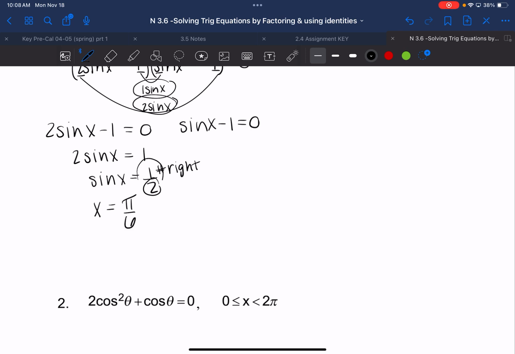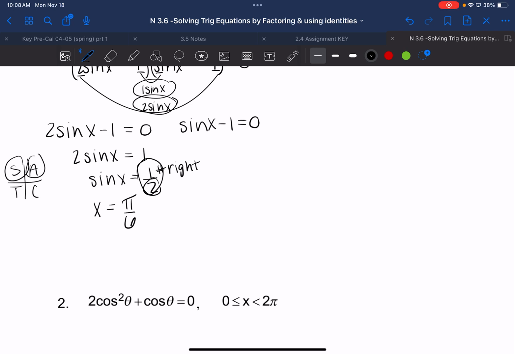All right, now this was a positive 1/2, right? So there are two places where sine can be positive. Remember on our graph, all students take classes. Besides quadrant 1, where everything is positive, where else is sine positive? Quadrant 2, okay? So I need a multiple of pi 6 that would fall in quadrant 2. So what would be like pi 6 but in quadrant 2?